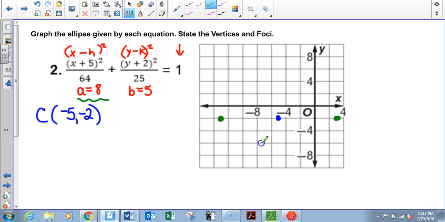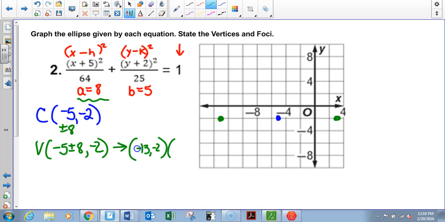Those went out in the direction added and subtracted onto which number? Onto negative 5. Yes, the x. So the vertices are actually at negative 5 plus or minus 8, comma negative 2. Okay, don't leave it like that unless there's a square root, and then you can leave it. But what are the actual ordered pairs for those? Negative 13, negative 2, and 3.